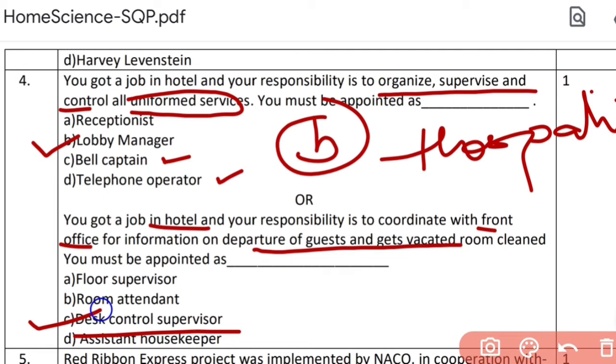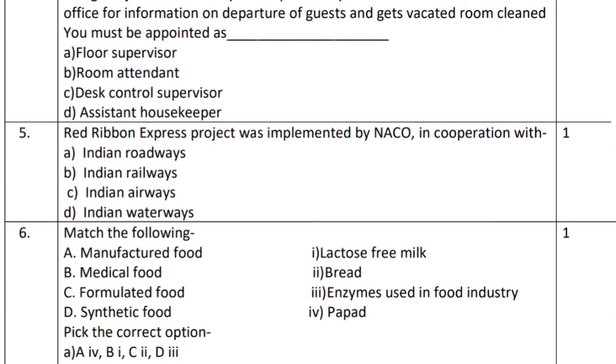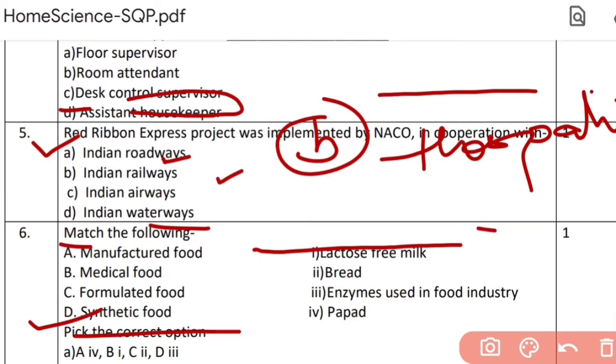Desk control supervisor. Students, I am also telling you how to attempt the MCQs. I am taking so much time so that you are able to understand the MCQs and do them perfectly because our target is 100 and never less than 95. So we have to be best prepared.